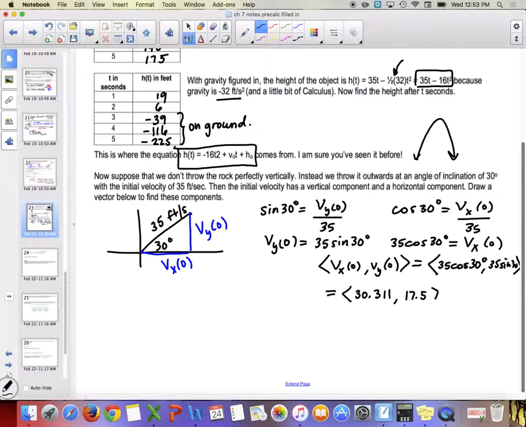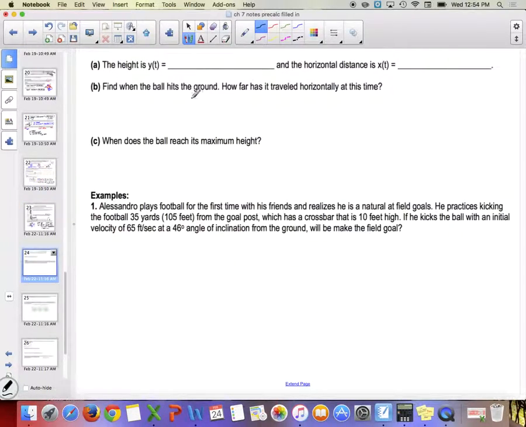Okay, so really what we're saying is that along the diagonal it's going 35 feet per second, but vertically it's going 30.311 feet per second, and horizontally it's going 17.5 feet per second. Do you guys understand that concept? It's not going the same speed horizontally, like out and up. It's kind of weird. All right, so it's related definitely to the component form that we've talked about before.